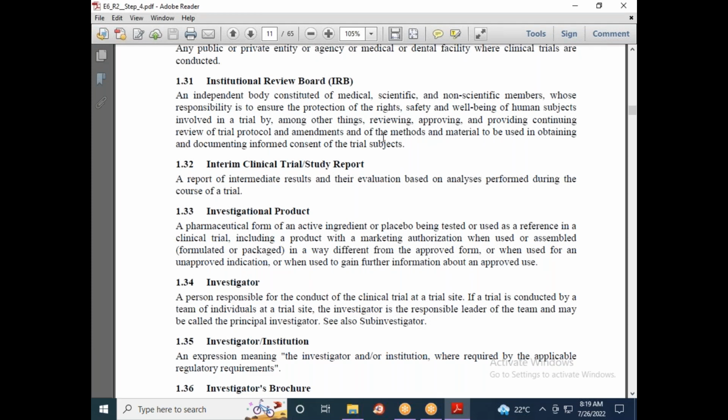Interim analysis is important. I want everyone to focus. If you want, you can note it down, because there is a chance people might ask you if you have worked on IA, interim analysis. So what is interim analysis? Suppose I am conducting a clinical trial based on 1000 subjects.